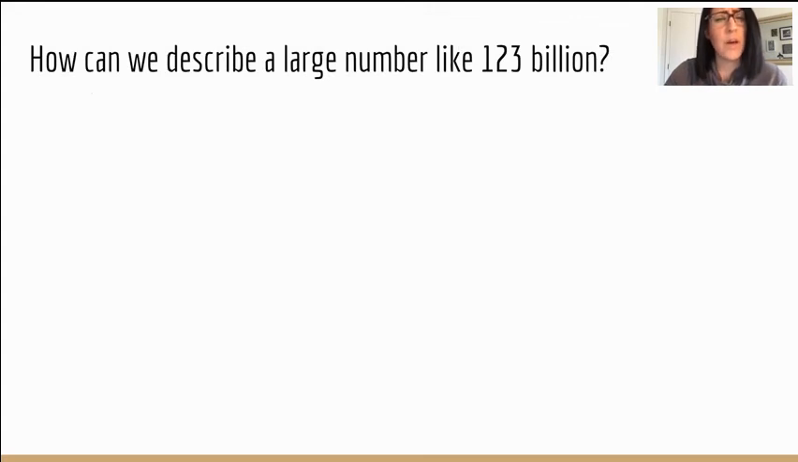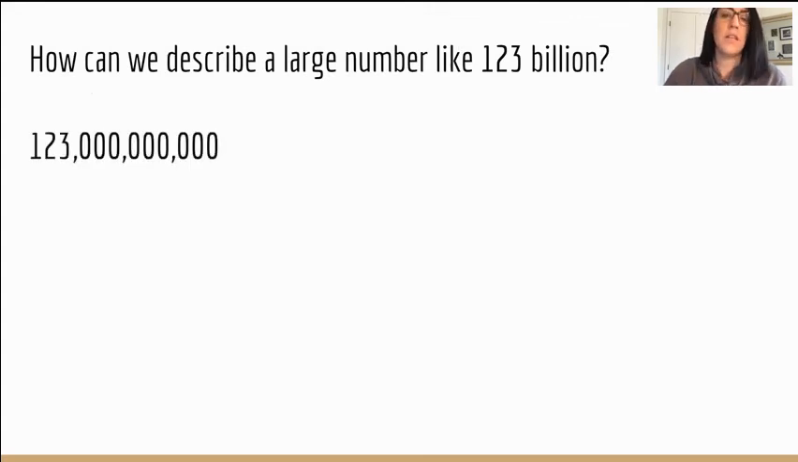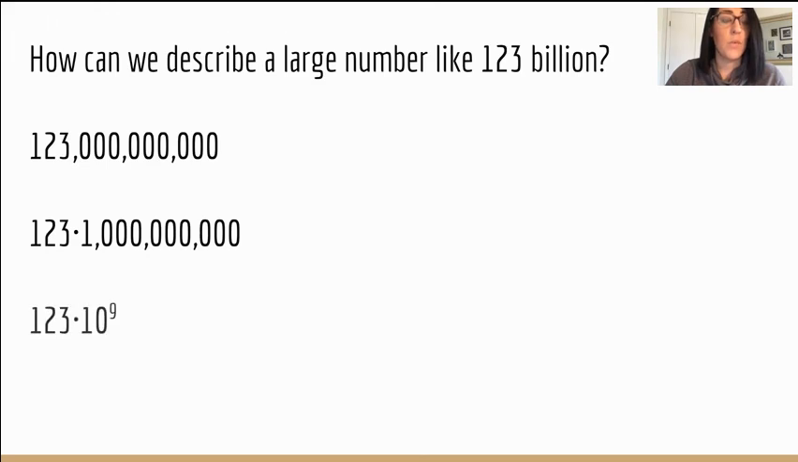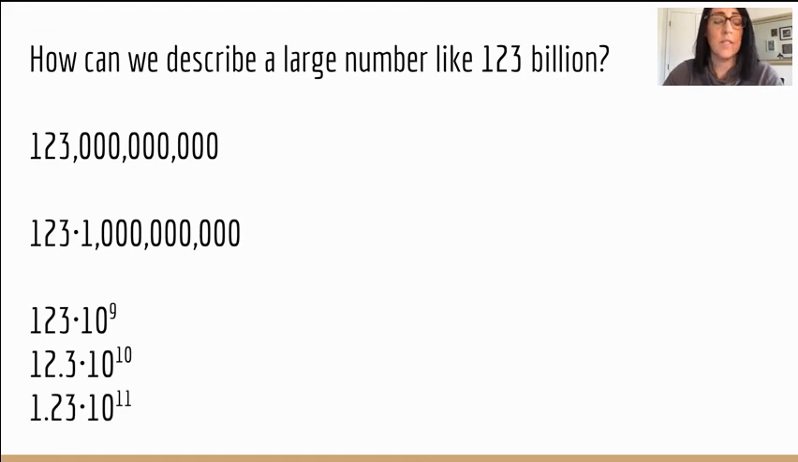How can we describe a large number like 123 billion? So think about it like this. Here's what 123 billion looks like written out. We could think of that as 123 times 1 billion. But we could write it smaller by writing 123 times 10 to the 9th. Same value, but it takes up less space. We could also write it as 12.3 times 10 to the 10th, or even 1.23 times 10 to the 11th.